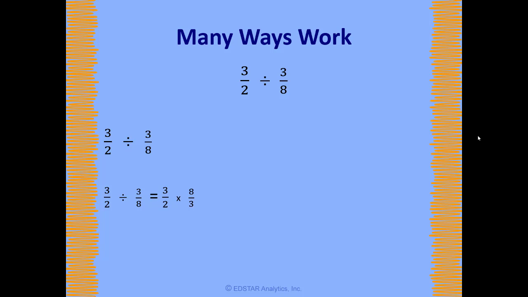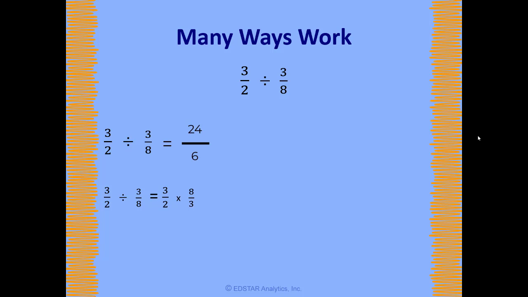Well, one of the ways that we could do it is we could do a crisscross thing where you take the 3 times the 8 going diagonally down and the 2 times the 3, and we will get 24/6, and that happens to be the correct answer.